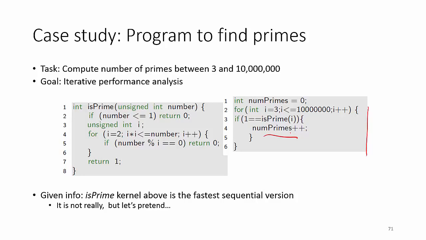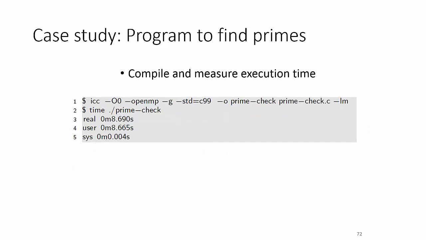And then the is_prime function is a brute force algorithm. Whenever we find a number which is a factor in this program, then we return 0. Just assume that this is the fastest possible sequential version. It's not really, but let's pretend anyway. So let's see what happens.